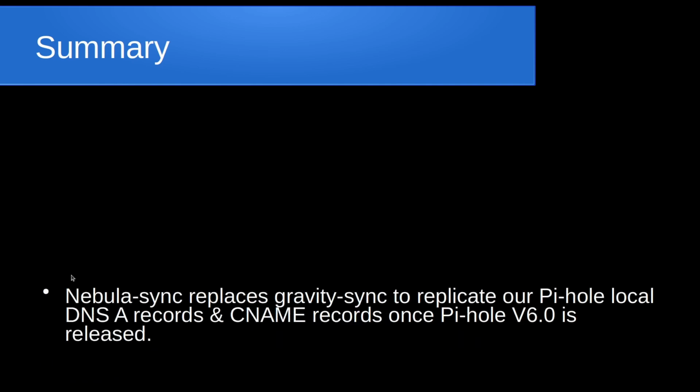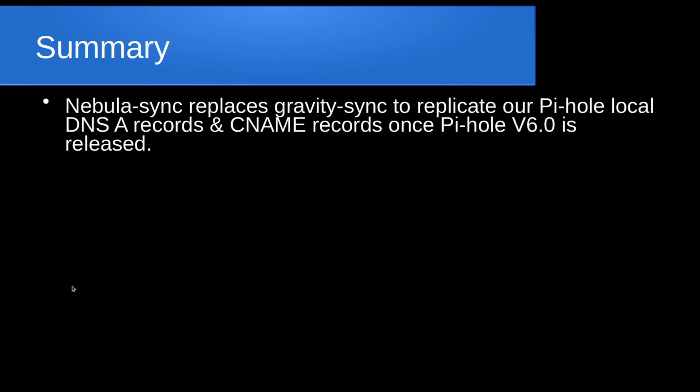Just as a review from last time, Nebula Sync has replaced Gravity Sync to replicate our Pi-hole local DNS A records and CNAME records once Pi-hole version 6.0 is released. And we covered that last time in my video entitled High Availability Pi-hole and Local DNS. So if you've not seen that, you're going to want to go back and review that if there seem to be some missing pieces in this particular presentation.